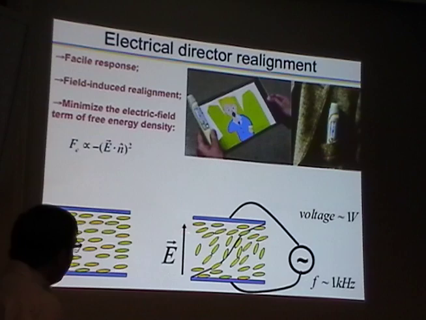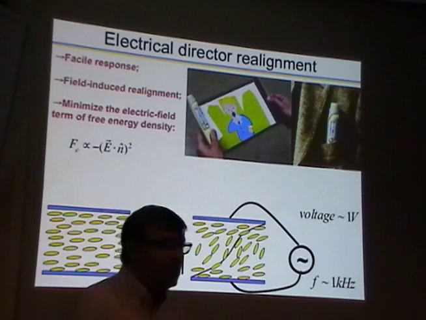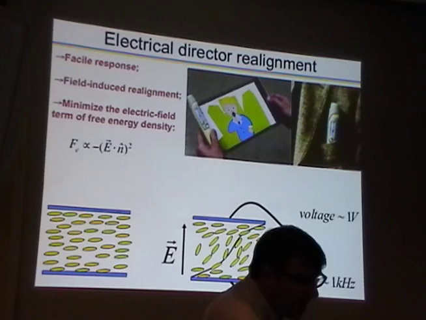This facade response of liquid crystals to the different types of fields, including electric field in this case, allows us to change optical properties and use liquid crystals in different types of applications. In the case of electric field, this occurs to minimize the electric field term of free energy, where we have coupling between electric field and director field. This coupling will depend on many different things, like, for example, the electric anisotropy and so on.